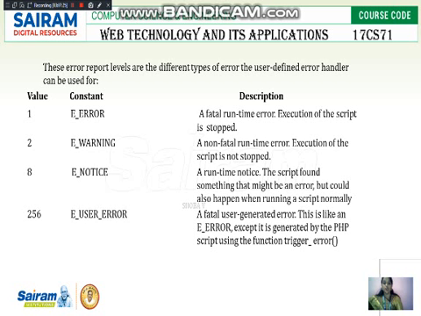If the script execution is not stopped, then a warning message will come, and if the execution is stopped, then an error will come. And E_NOTICE: the script found something that might be an error, but could also happen when running a script normally. So a notice can appear while running our code itself. Otherwise, it might be an error. And E_USER_ERROR, a fatal user generated error. This is like an E_ERROR, except it is generated by the PHP script using the function trigger_error. You can trigger your errors by using this constant.